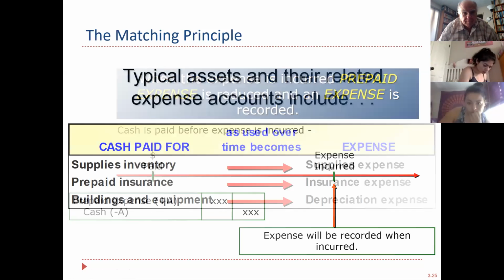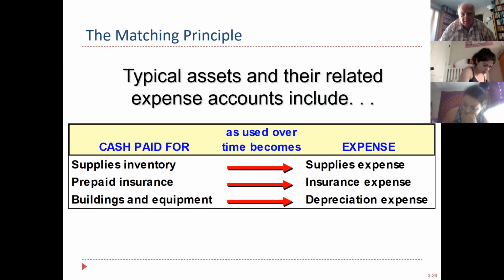The matching principle. Supplies inventory. That is an asset. There's no expense until you use the supplies. Same thing with the insurance. No expense until you actually have insurance coverage. Buildings and equipment, no expense until you begin depreciating.